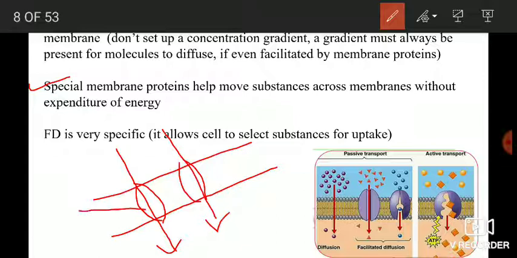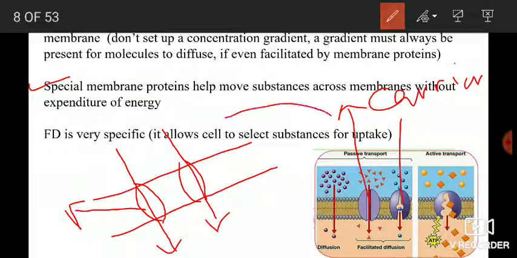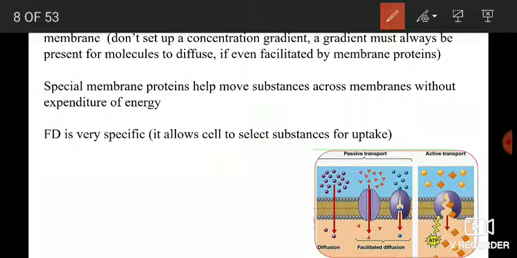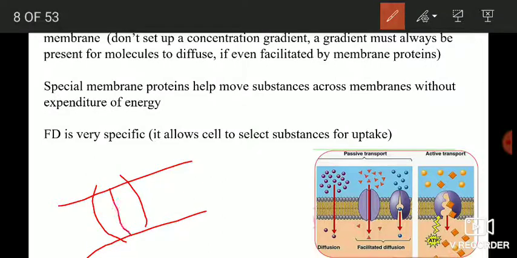That means a specific transporter, a specific transmembrane protein, transports a specific substance, a specific molecule, a specific ion. There are two types of transmembrane proteins. One is known as the channel and the other is known as the carrier. Channels possess pores which extend throughout the membrane, and through these pores small ions and small molecules easily get diffused to the other side of the cell.